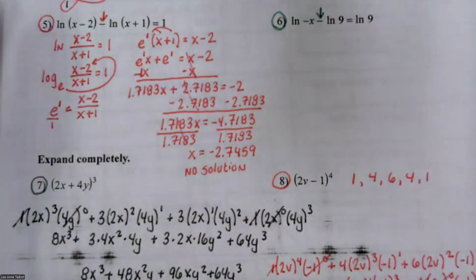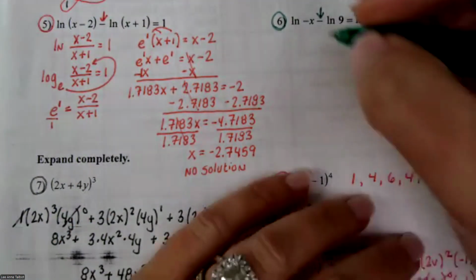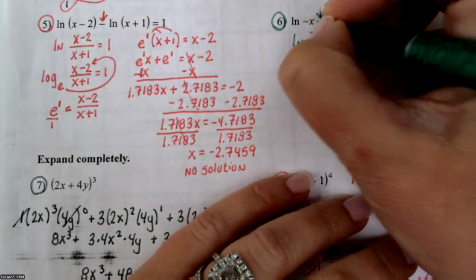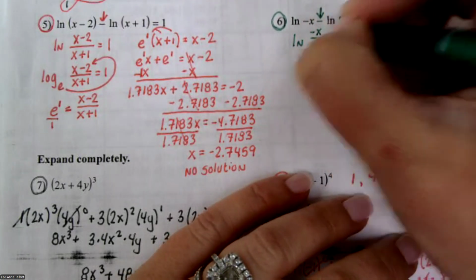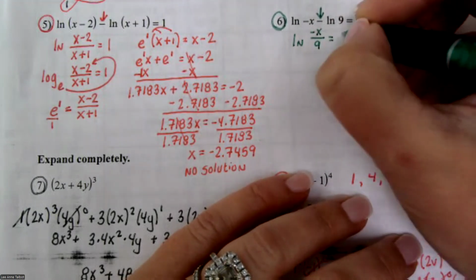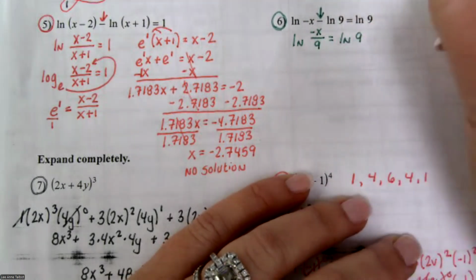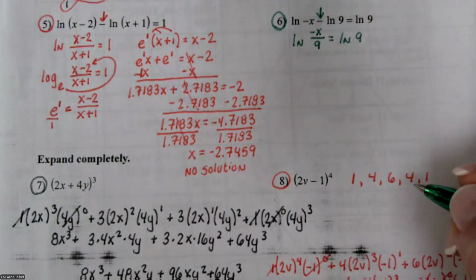First, I see that it's subtraction. Subtraction is division. Natural log negative x over 9 equals natural log of 9. That's awkward.